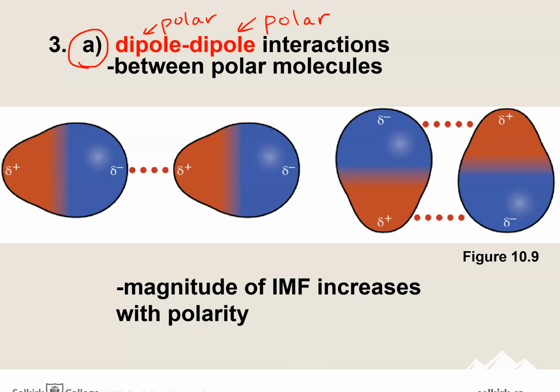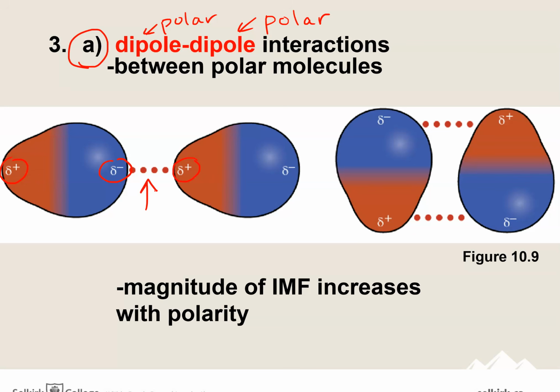Of course, what's the same all the time is that opposite charges attract. So if I have a polar molecule with one end a little bit negative and another end a little bit positive, then it's going to be attracted to another molecule. The negative of one end will approach the positive end of the other. And that attraction is the intermolecular force we call a dipole-dipole interaction.